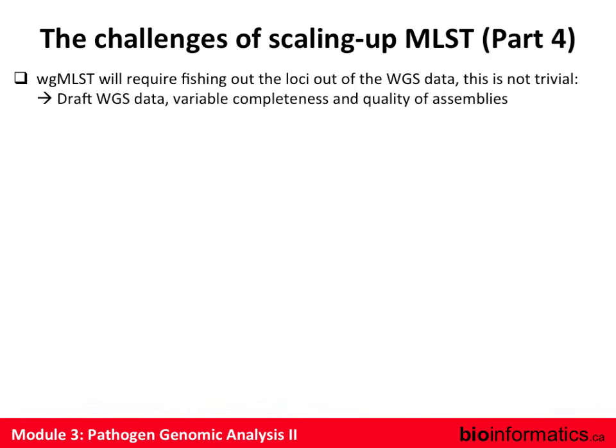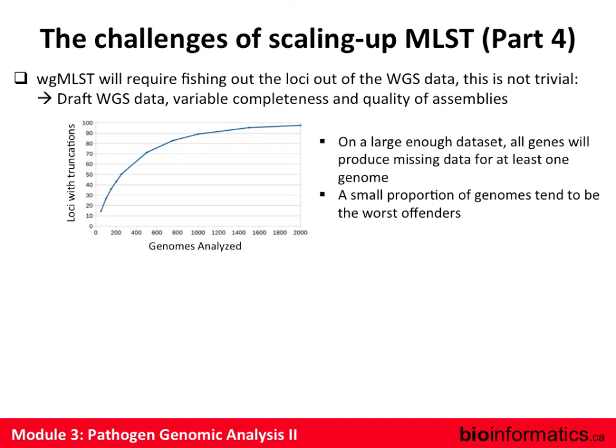Now, one of the things we know, and we've been working on this for a while, is that on a big enough data set, for basically every gene you're going to get at least one genome that doesn't have the data for that gene. That's just the reality. So one of the things we've learned over the years is that the bigger your scheme, the more genes you include, the more chances you'll have missing data. And not all genes behave equally badly. So it behooves you to get rid of troublemakers early on, because they're just going to cause you trouble anyway.